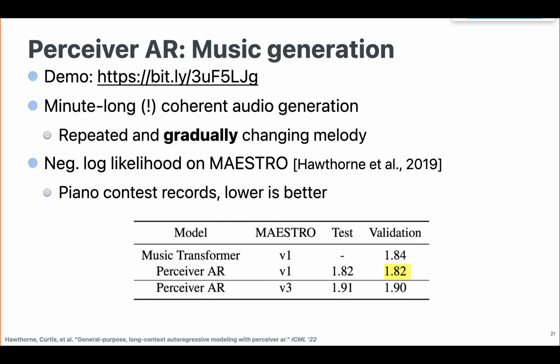And for music generation, I will not play the demo here, but it's very impressive. They can generate music minutes long, and you can hear the coherence there, and also the melody is repeating but gradually changing. And you really need a very long context to capture this gradual change. They also achieved good results on this dataset. This is a piano dataset, and lower is better.